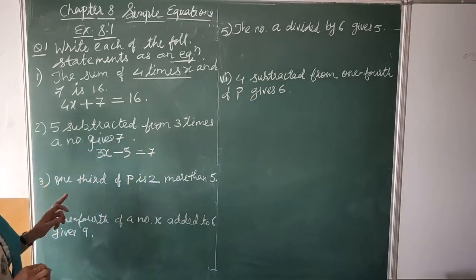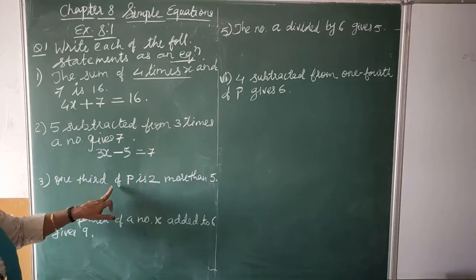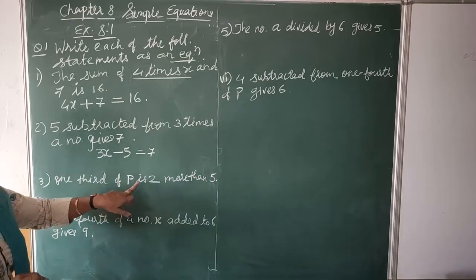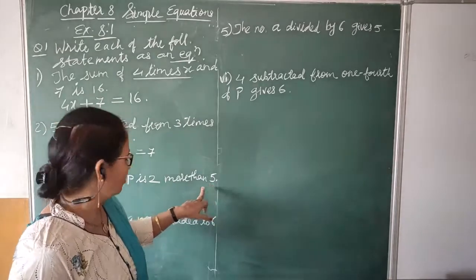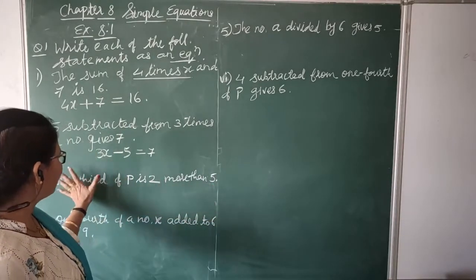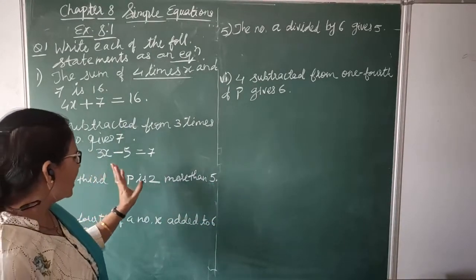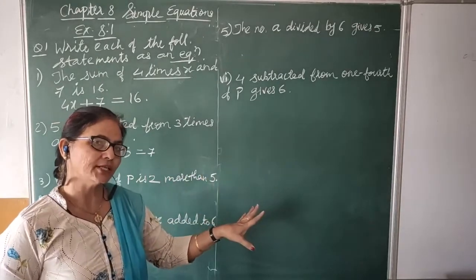Now see this. 1/3 of p is 2 more than 5. So what comes before "is" we have to write on the left hand side. What comes after is your right hand side. Okay.